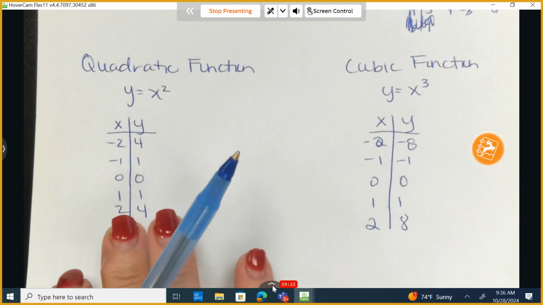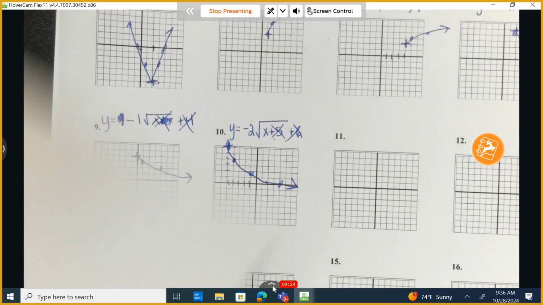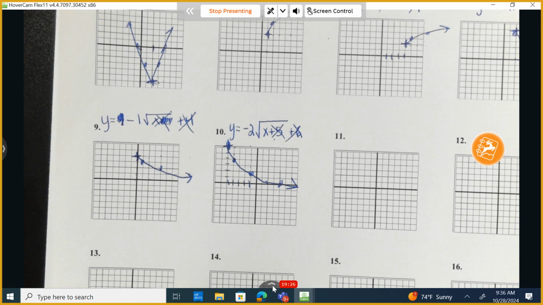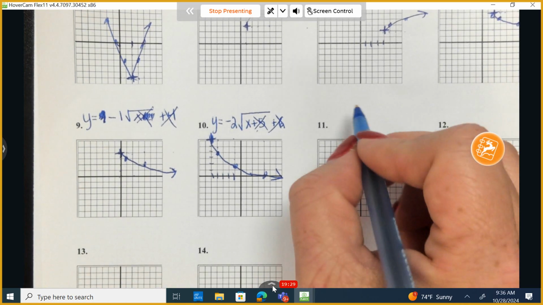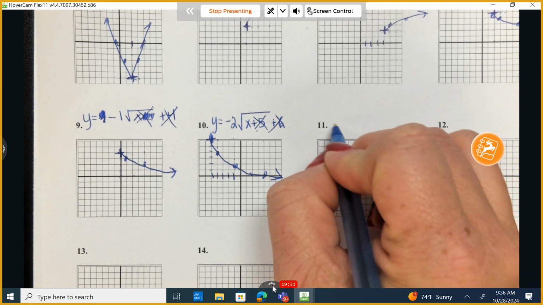Okay, you ready? So I want you to put your pencil or pen down, please. I want you to look up here, and you're going to be talking to your partner or partners. So most of you are in groups of 2. Please look at this.